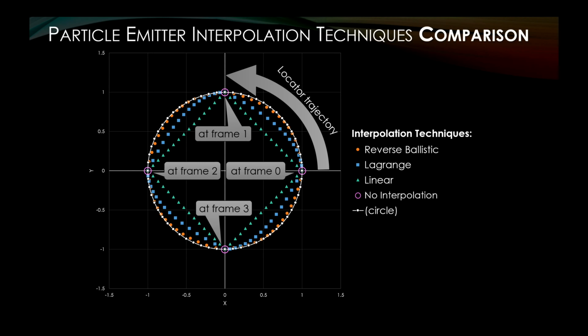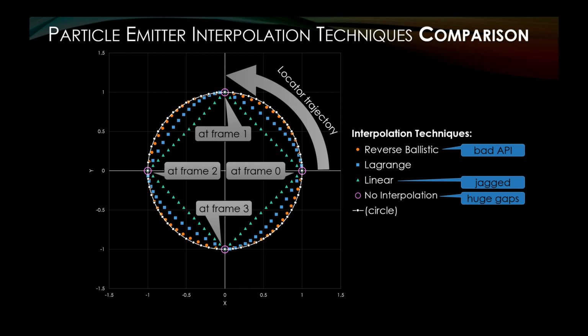Here's a comparison of all the techniques we just covered. The first one that we talked about was not using any interpolation at all, and that's this magenta circle thing, where the particles just emit naively wherever the locator is at each frame. The result is you get huge gaps between the different locator positions. We looked at the linear interpolation technique, which fills in those gaps using the easiest gap filling approach, which is just to do linear interpolation between each locator position.